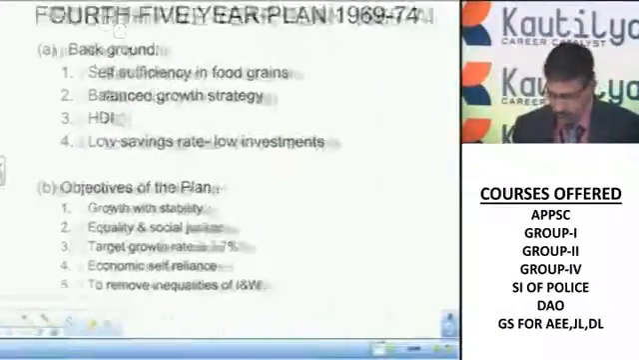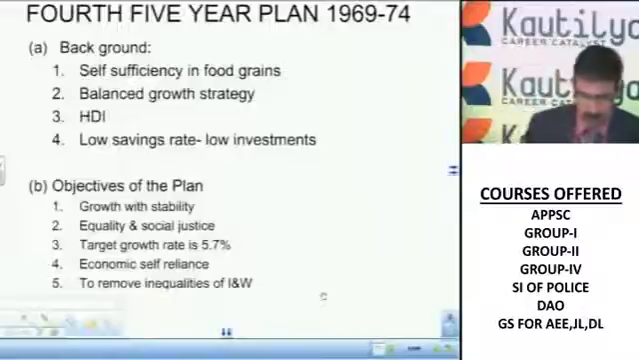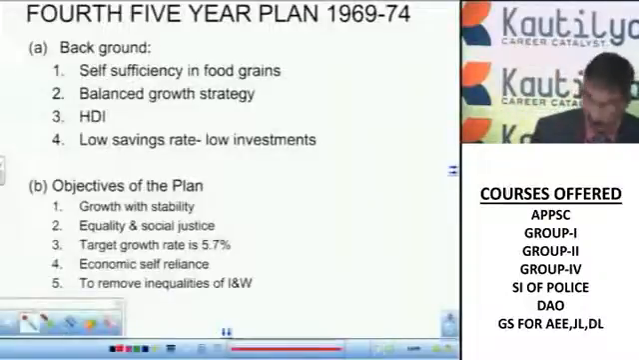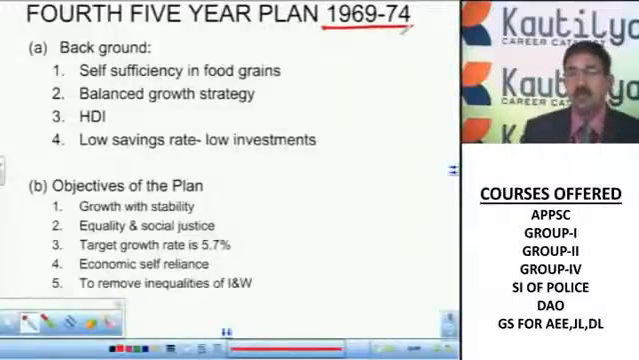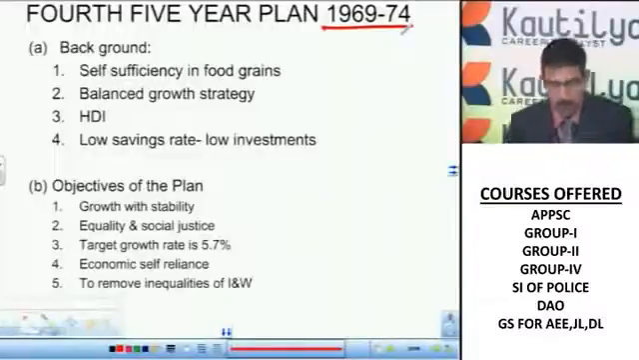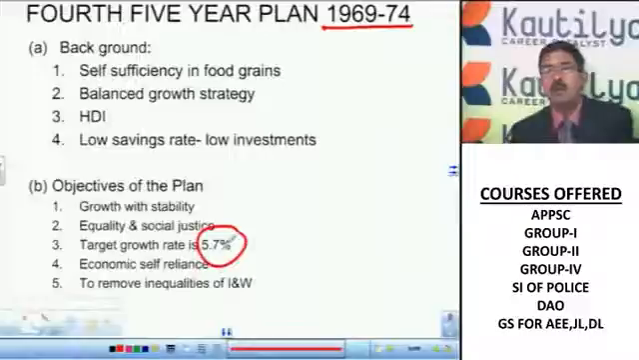Then, with the success of the Green Revolution, the aspirations were alive again and bounced back, and with these aspirations India launched the fourth 5-year plan from 1969 to 74, with growth with social justice and growth with stability as the main planks, giving equality and social justice as supplementary planks. The growth rate target we kept is 5.7%, and we want to develop an economically self-reliant economy. With these ideas, we launched the fourth 5-year plan.